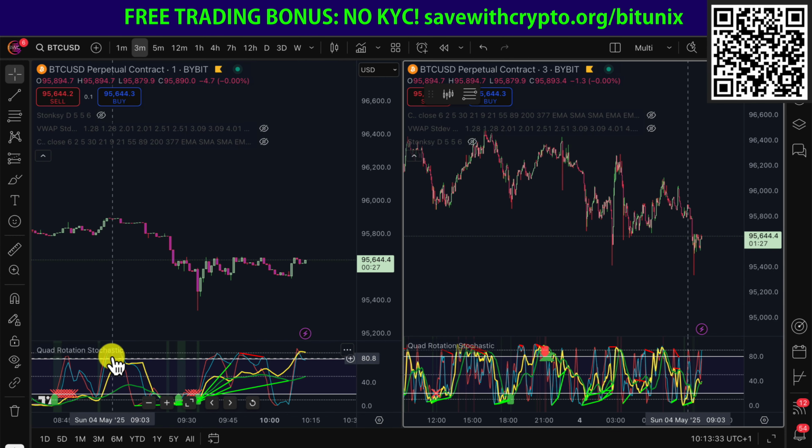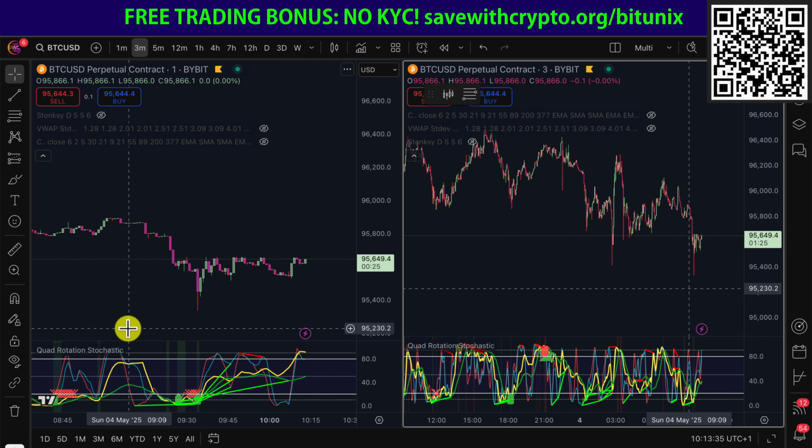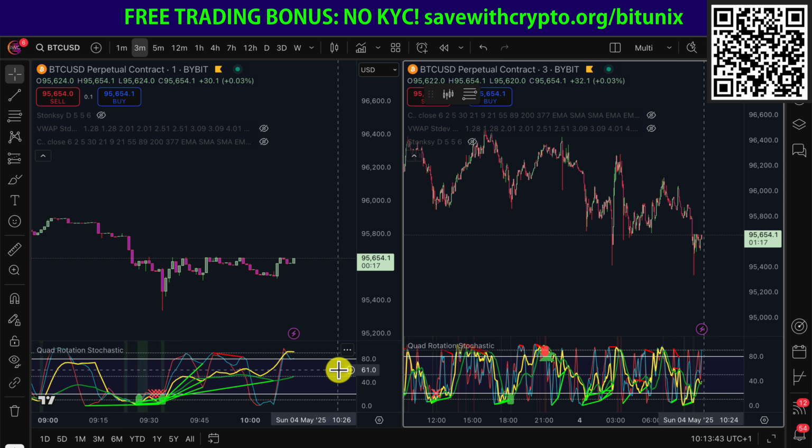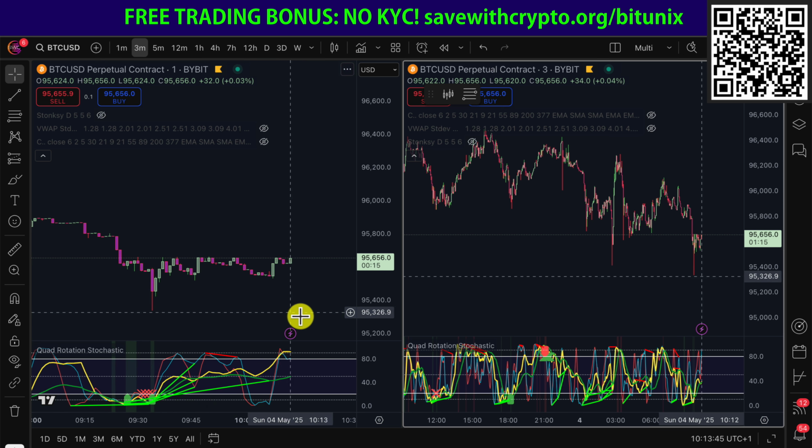Now, what you also should do is go over to TradingView and get the quad rotation stochastic indicator. Okay, now this is pretty much as it comes out of the box. I don't think I've changed any settings as far as I remember.